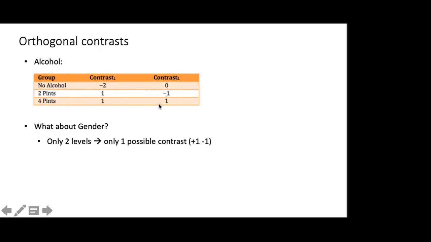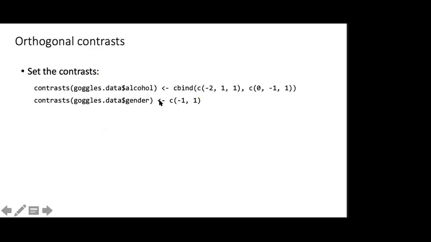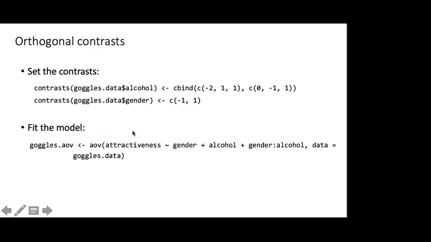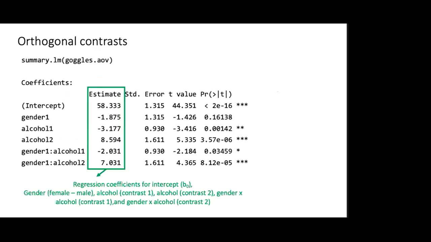And for gender, we have only 2 levels. So the only possible contrast is 1 and -1, like here. Okay, and then you define your contrast. You set the contrast very much the same way as you did for the one-way ANOVA. You fit the model. And so then you get the results, right? So for your predefined contrast, your factors are coded in a different way, right? So the way you define it by your contrast settings.